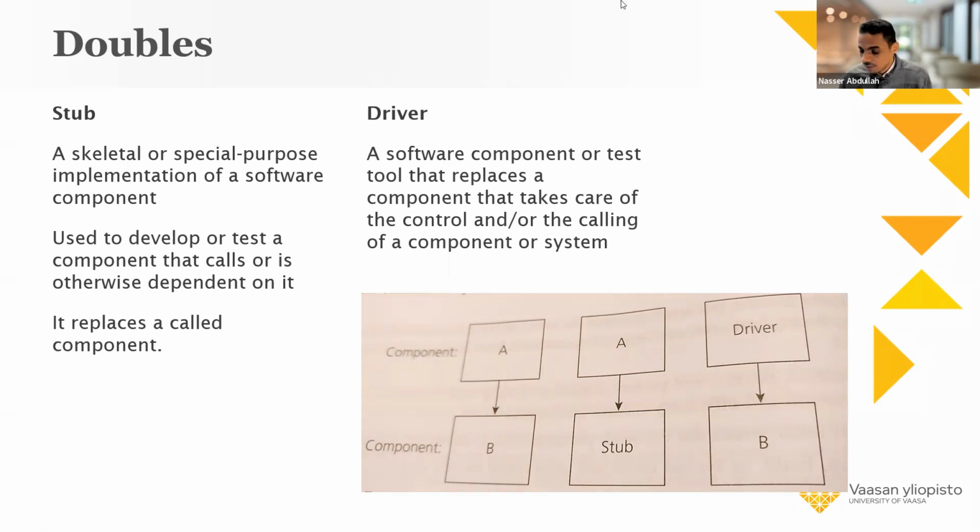And we have the other one. If the calling function, which is A, is not ready, and you want to test B, here you create code and use it for testing B. Since A is not ready and A should call B, this code is called a driver. Both are used when we don't have all the components ready, so we use dummy code to replace the missing or unready component.